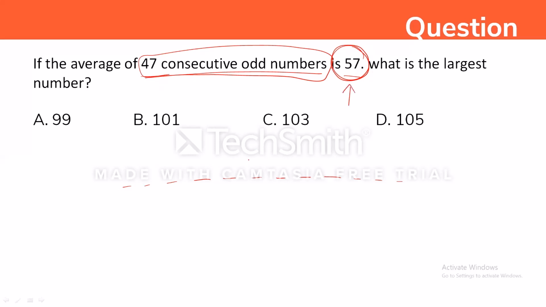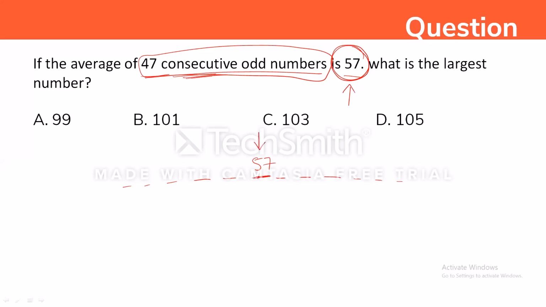Whatever the count of values they give, we need to concentrate on the average given. Now we all know that average is nothing but the middle number if they have consecutive numbers. Most competitive exams give questions on consecutive even numbers, consecutive odd numbers, consecutive multiples of 3, like that. The same logic will be applicable for all similar questions, whatever the count is. See here, the middle number will be the average.